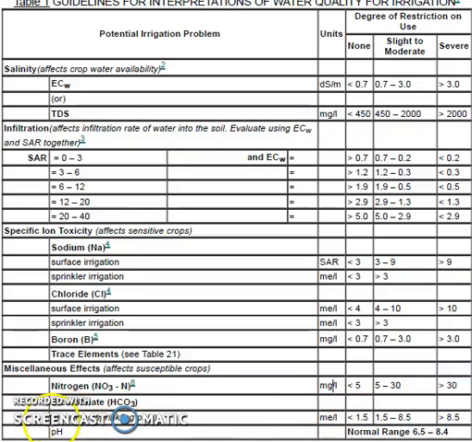The last parameter is the pH, and the normal range of pH is 6.5 to 8.4. More or less than this value will be unacceptable for irrigation.